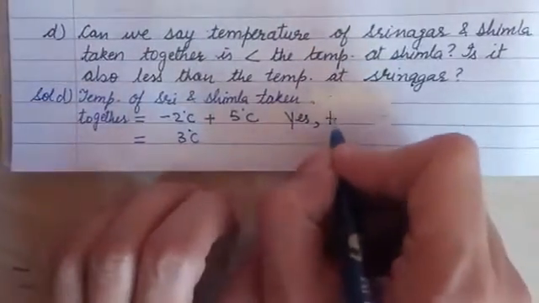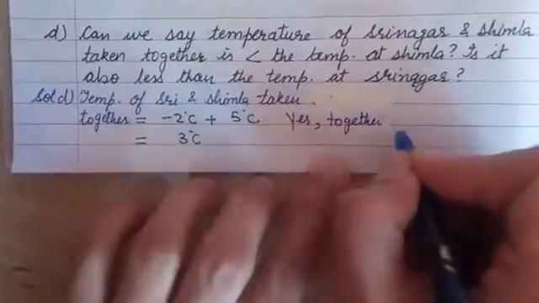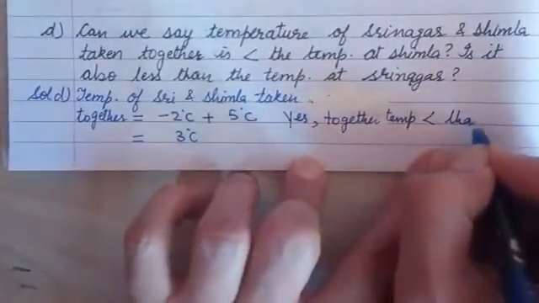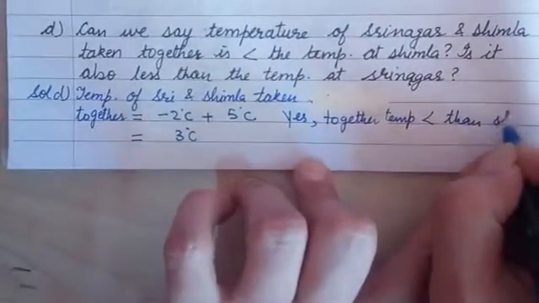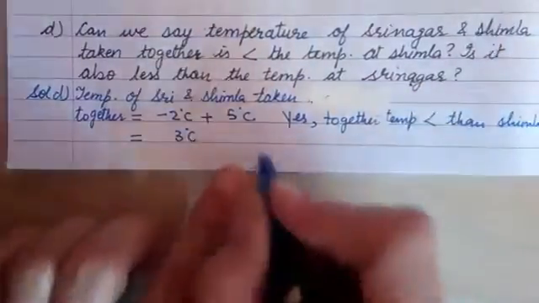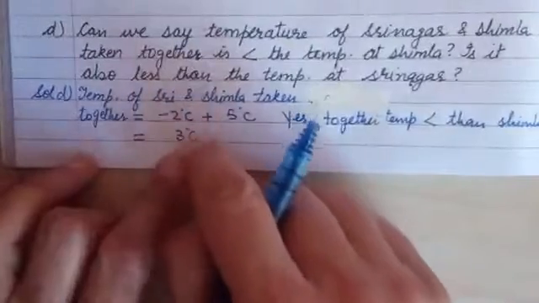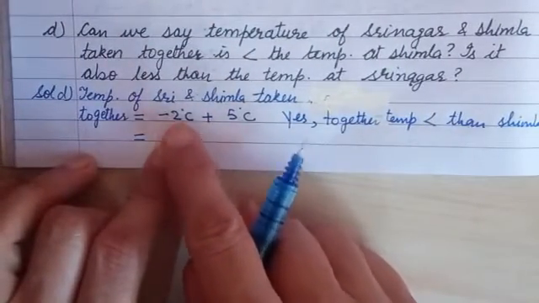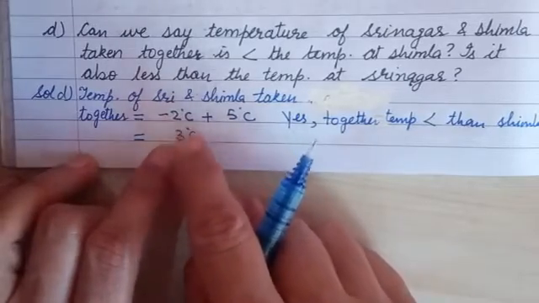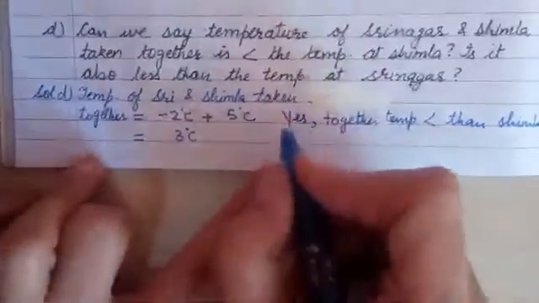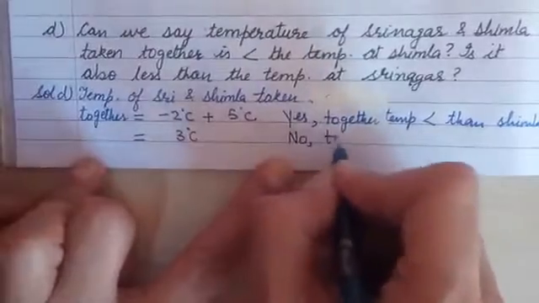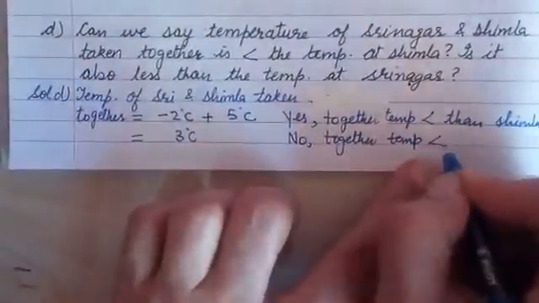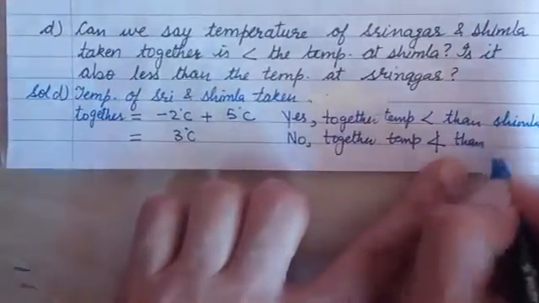Yes, together temperature is less than temperature at Shimla. And now let us compare minus 2 and 3. Is this together less than the Srinagar? No. 3 is greater than minus 2. All the positive numbers are greater, positive integers are greater than the negative integers. So no, together temperature is not less than Srinagar.